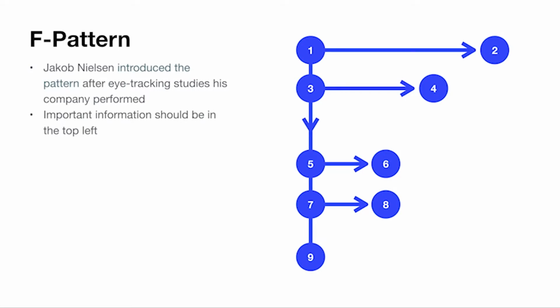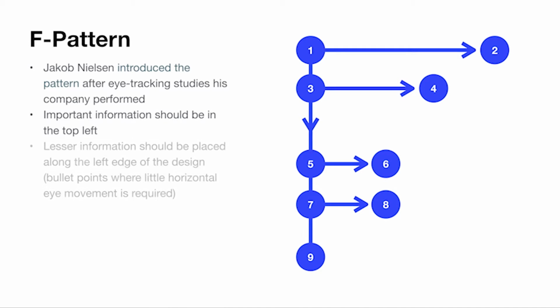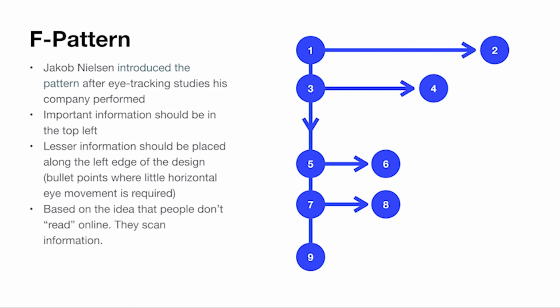In this F pattern that was based on these eye tracking studies, it proposes that important information should be in the top left, and that lesser information should be placed along the left edge of the design, where bullet points can be used to create little horizontal eye movement. It's based on the idea that people don't read online, that they scan information. So this is a great pattern to use when you have content that you feel like you want somebody to scan or just easily parse through.